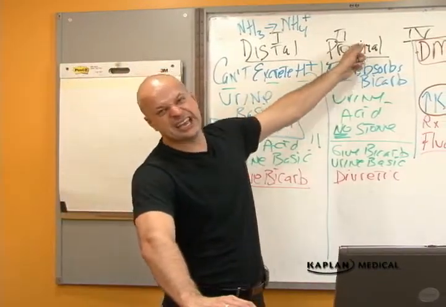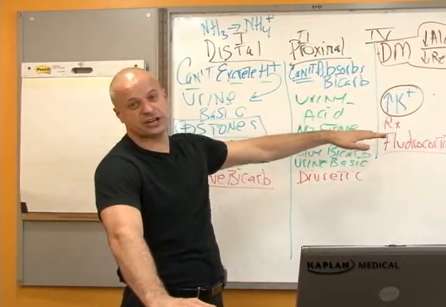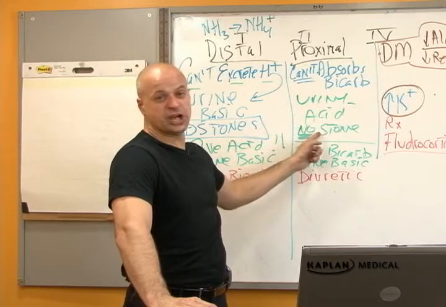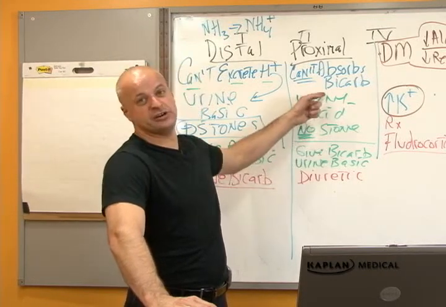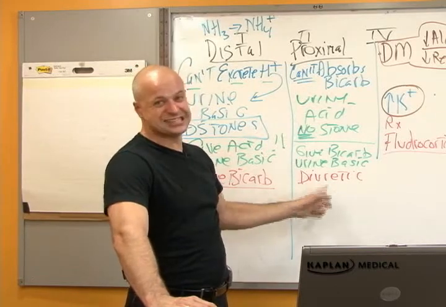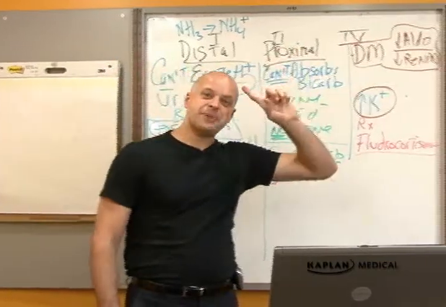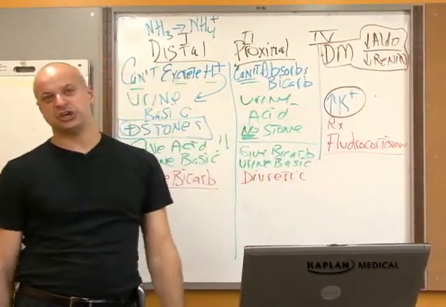Proximal RTA, I can't absorb bicarb. The bicarb runs out of my body until there's no bicarb left to run out, and the urine becomes acid. In an acid urine, you don't form stones. You give bicarbonate and it spills out in the urine, so you give a diuretic to decrease the volume of the body. Type 4 RTA, a diabetic with a high potassium with a normal anion gap metabolic acidosis.